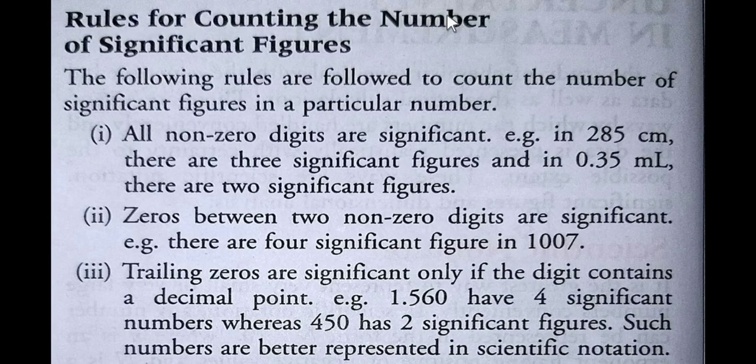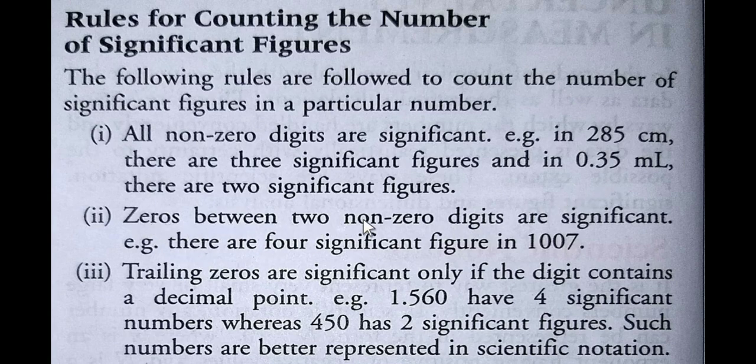Rules for counting the number of significant figures. Very important rules are there. The following rules are followed to count the number of significant figures in a particular number. In the first rule, all non-zero digits are significant. For example, in 285 centimeter, there are 3 significant figures, since all are non-zero. And in 0.35 ml, there are 2 significant figures. There are 2 non-zero digits, so 2 significant figures.